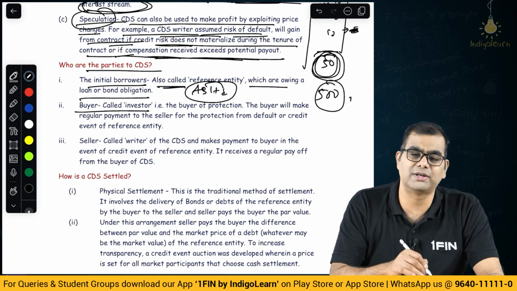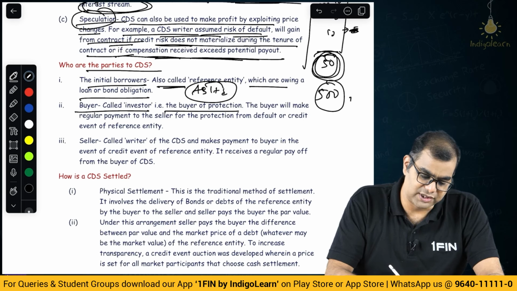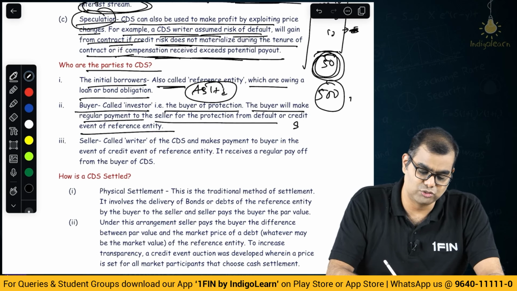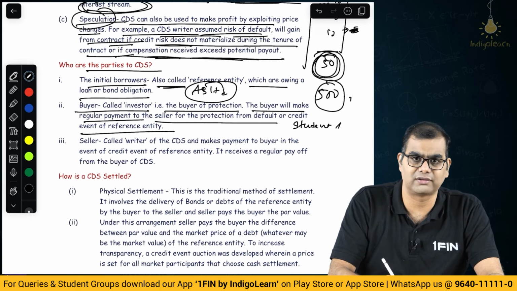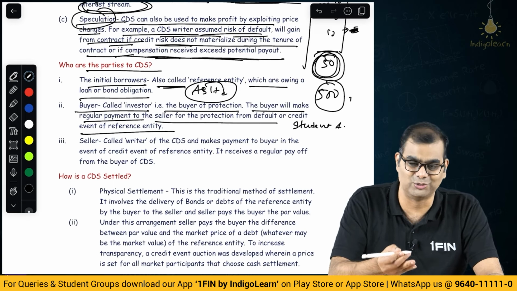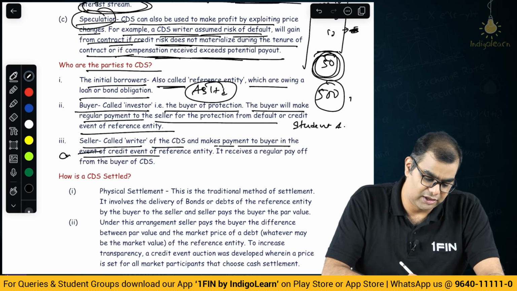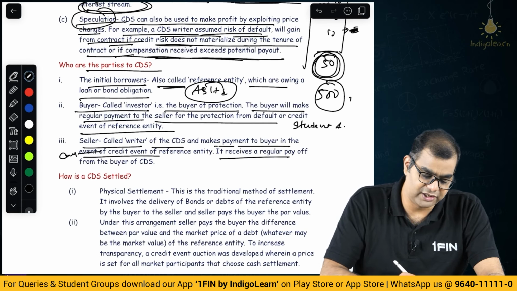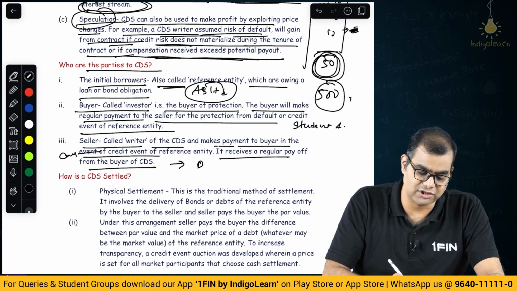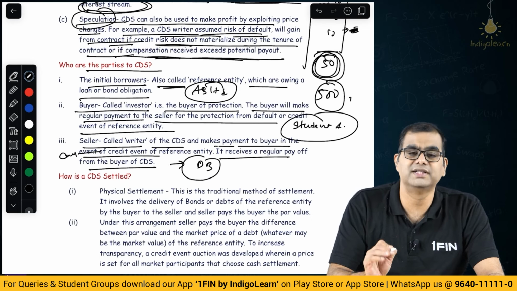Buyer called investor. Who is the buyer of CDS? The buyer of protection. The buyer will make regular payments to the seller for protection from default or credit event. This is student A. I hope you are able to recollect what we discussed just 2 minutes ago. Seller, called writer of the CDS, makes payments to the buyer in case of credit event of reference entity. It receives a regular payoff from the buyer of CDS. So, who is this? This is Deutsche Bank. These are the three people involved.